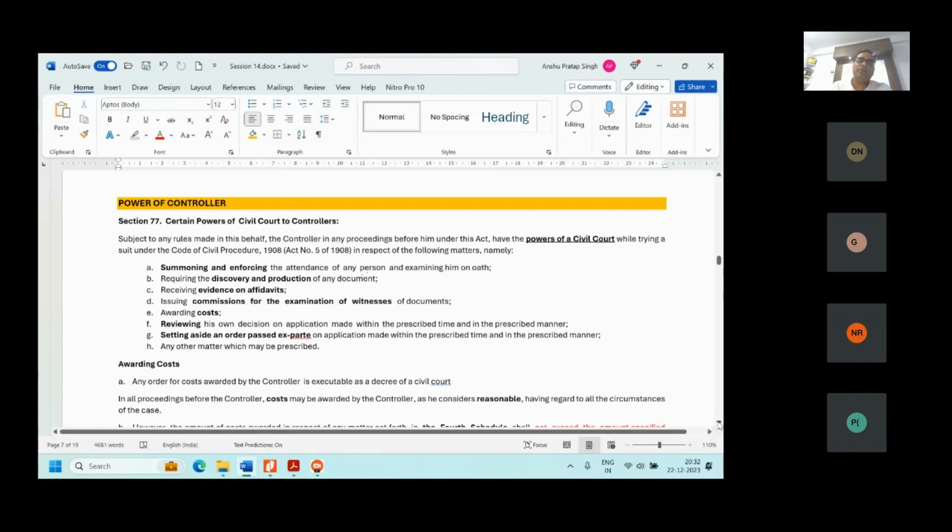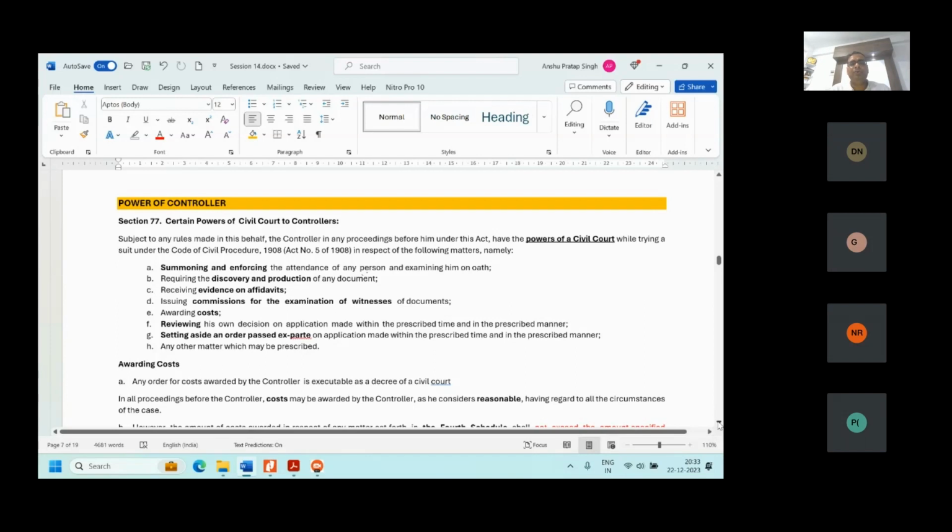Discovery and production can also apply, for example, if you have gone for inventorship, then they can ask for the lab records and other things. They can check: were you working there, and how? So they can ask for discovery and production of that document also. This is what discovery and production of documents is. Then commission of examination of witnesses. Witness means you have come and you will be examined. Examination, cross-examination, all of this is also a court job, but even the controller can get it done.